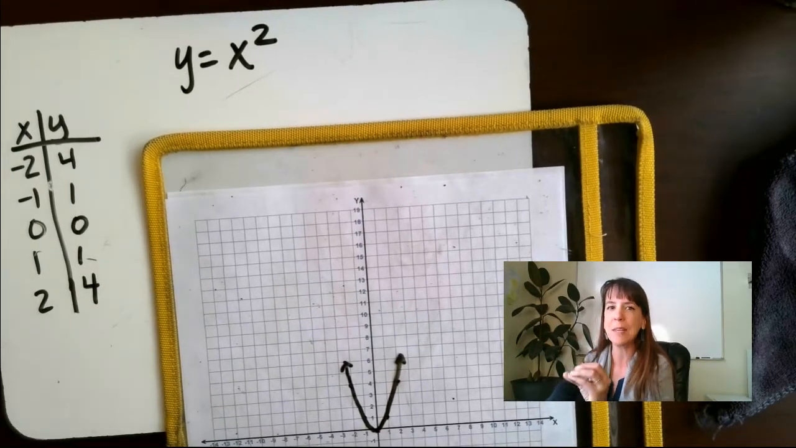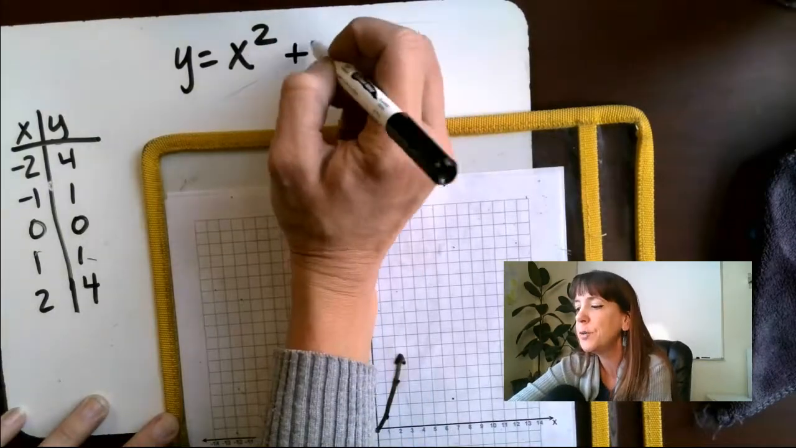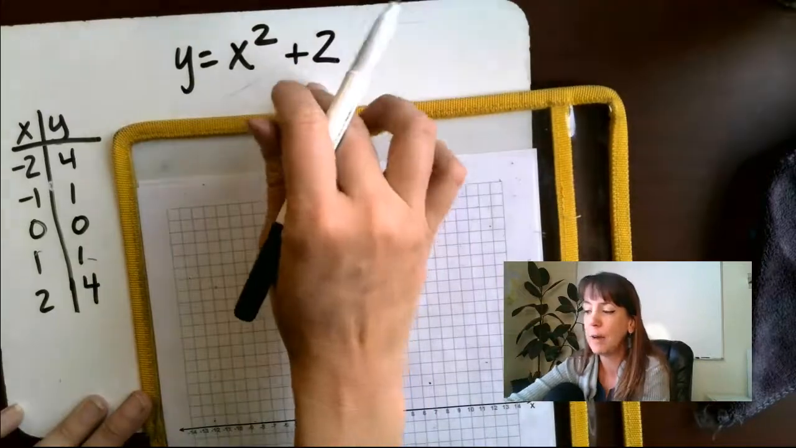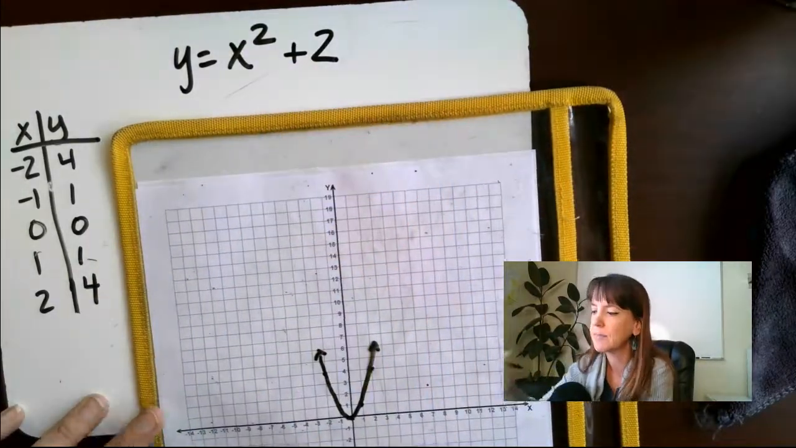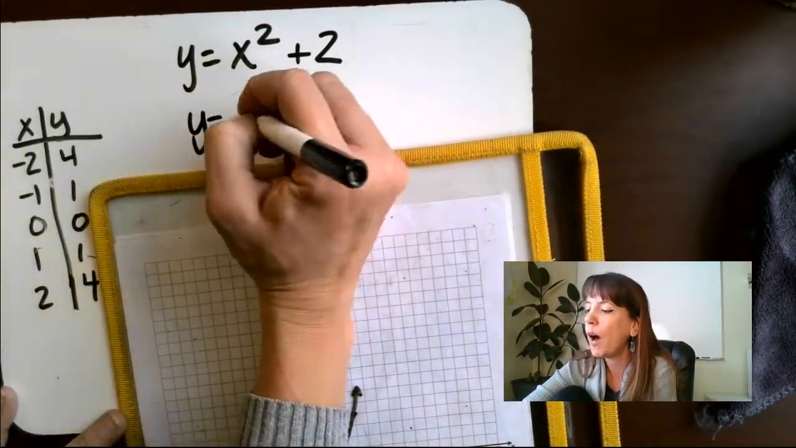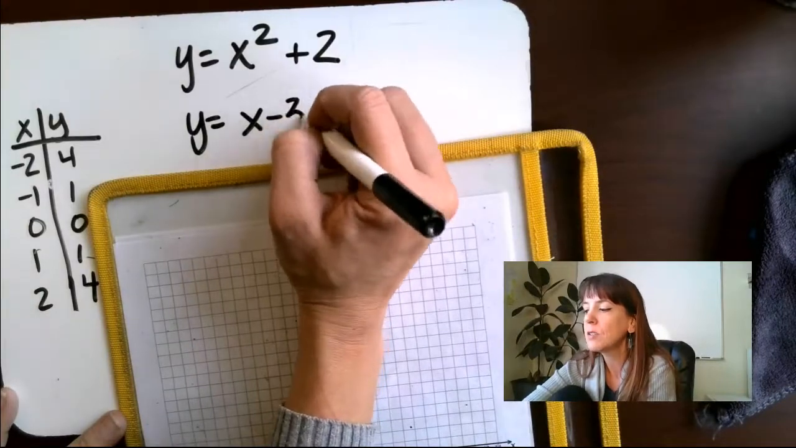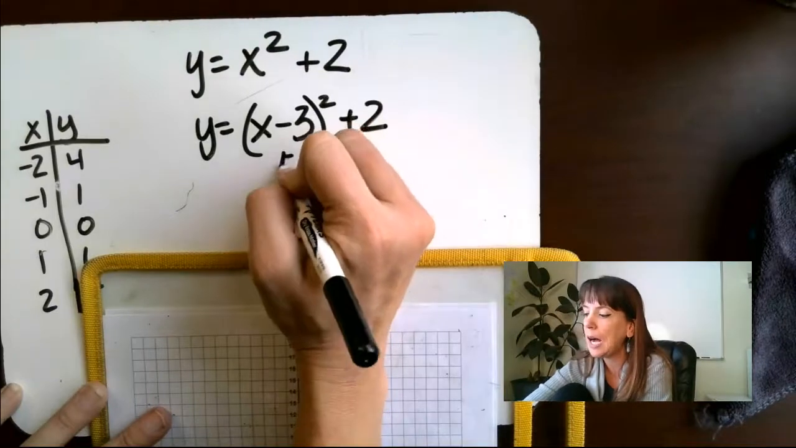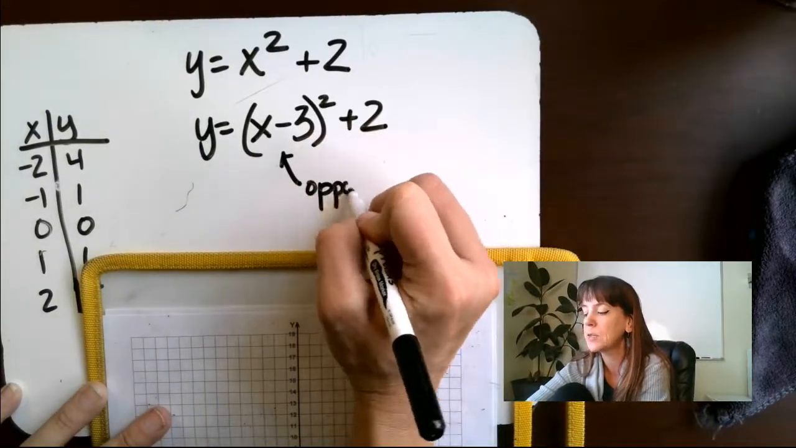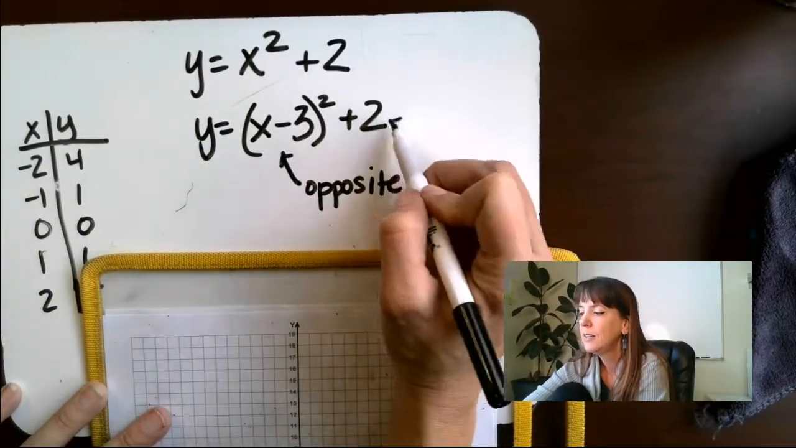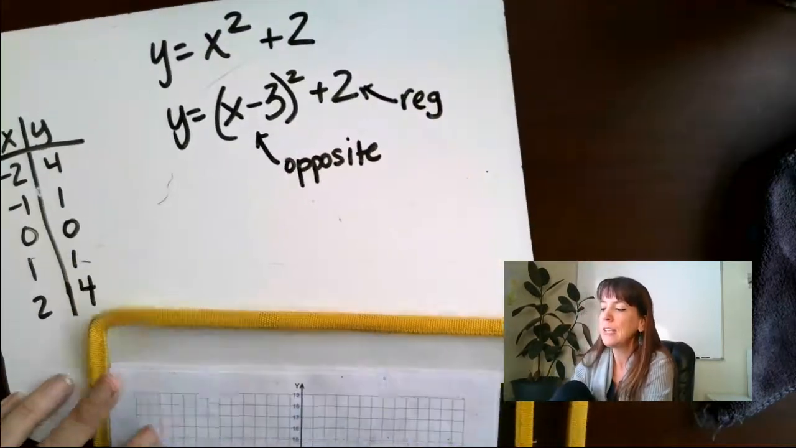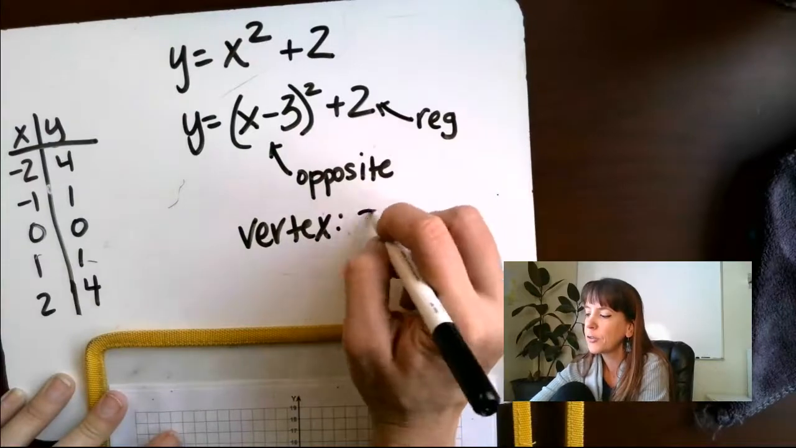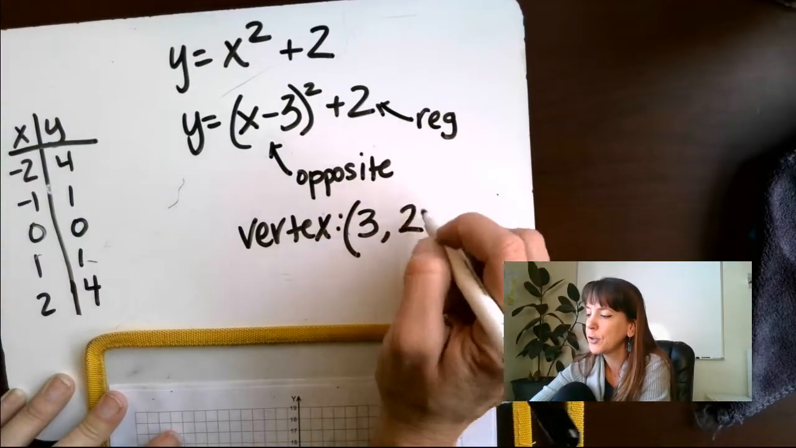Well, the same thing as with those absolute values: if I add 2 here, you're going to take this parent graph and move it up 2. If I do minus 7 here, you're going to move it down 7. Same idea for this guy: y equals (x minus 3) squared plus 2. Again, we do the opposite of this, so make sure you're writing this part down. Opposite, regular. So the vertex is 3, 2.